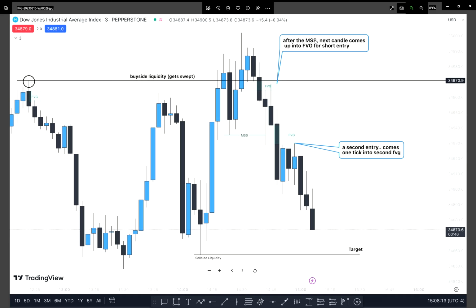So that's pretty much it. I'm just trying to think about any more. So that's a liquidity sweep.